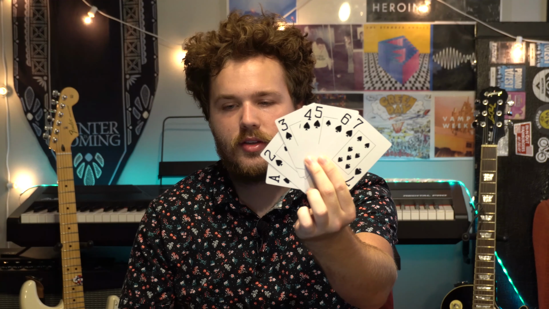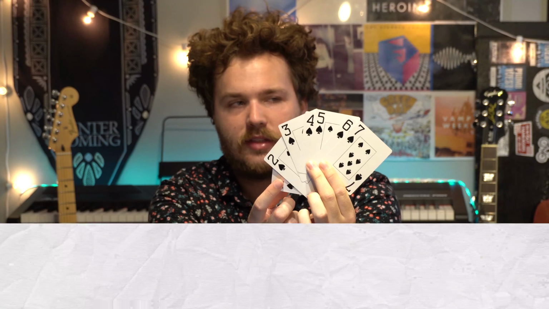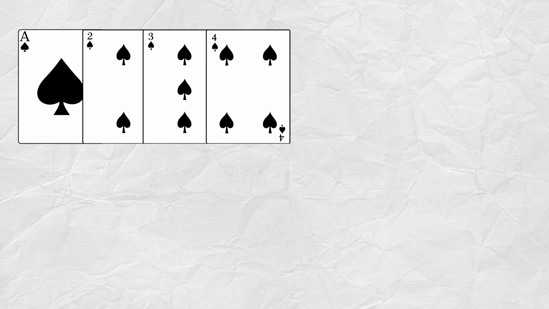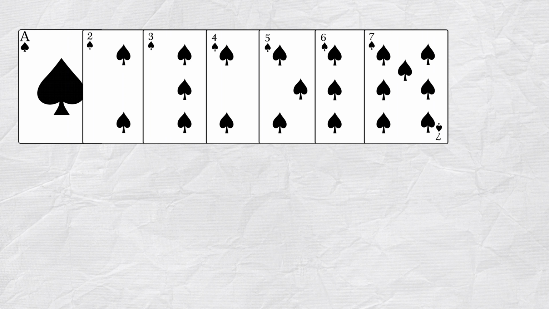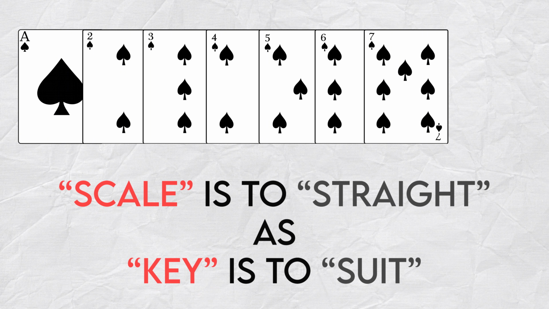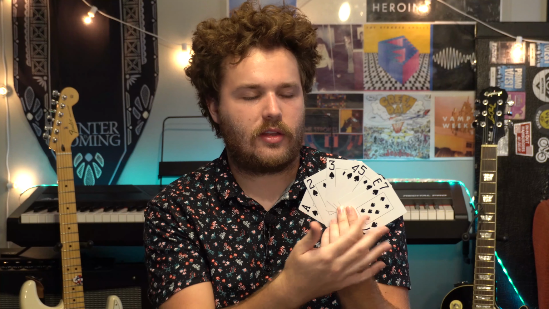So here's an analogy. The difference between a scale and a key can be illustrated with playing cards. So pretend that my ace is the 1, or the root, since I don't have a 1 as a card, and these 7 cards are the notes in my scale. So a 7 card straight would be the scale, and then the suit, which would be spades, would be like the key in general. So a straight is just a way of organizing the cards in an ascending sequence, kind of like how a scale is. It's just a way of organizing them in a row.